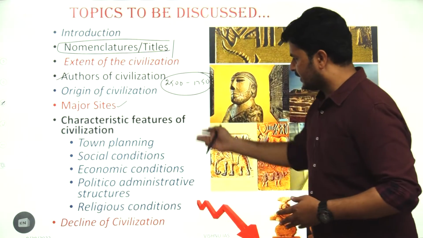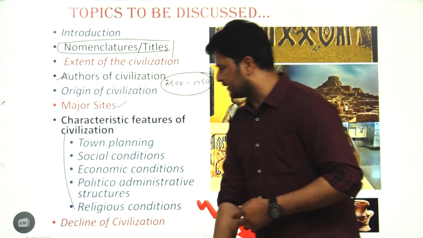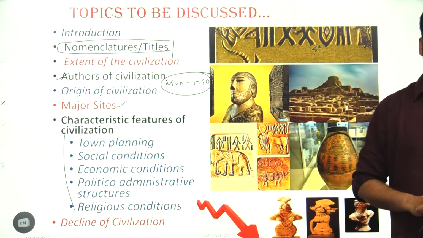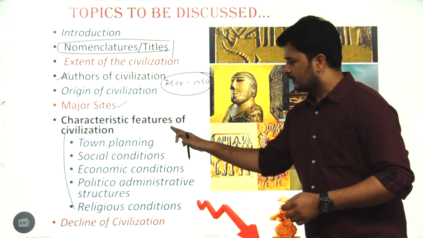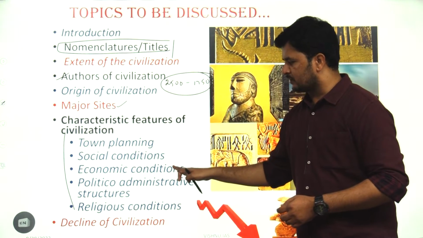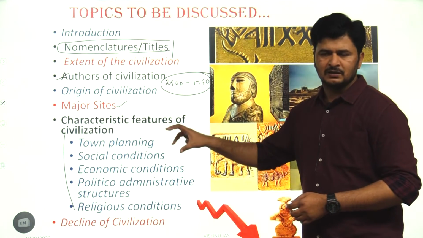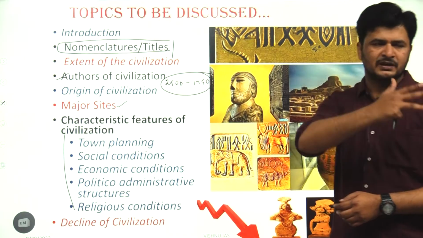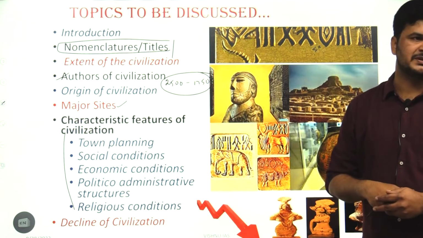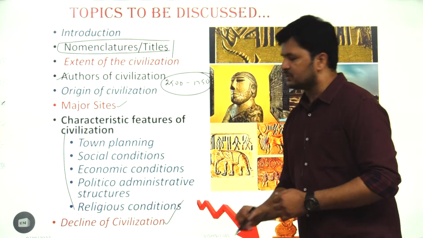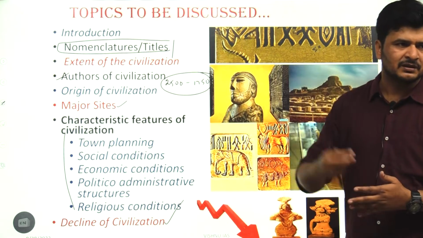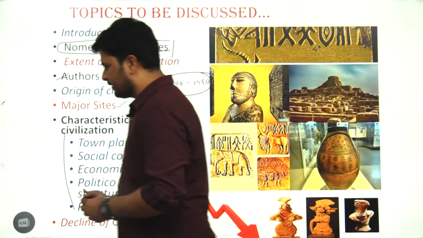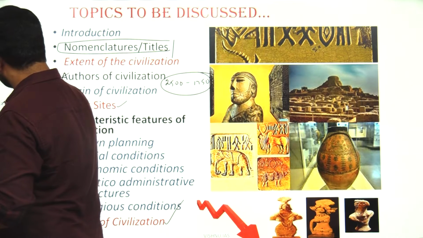Keep aside. Followed by another extremely important component, that is characteristic features of Indus Valley civilization. When you understand town planning, society, economy, religion, political administration, it doesn't take much time in understanding subsequent components. And finally, another hypothesis element, that is downfall, decline of civilization.